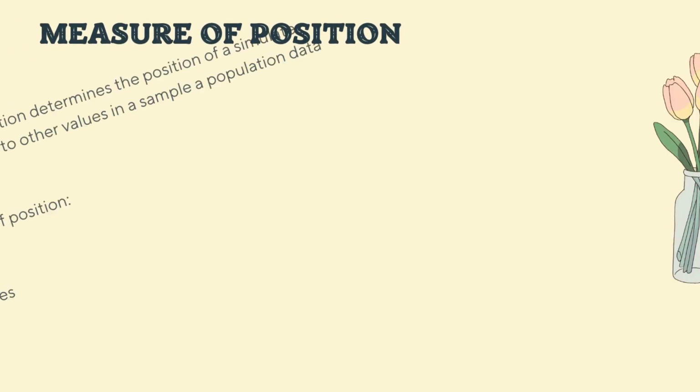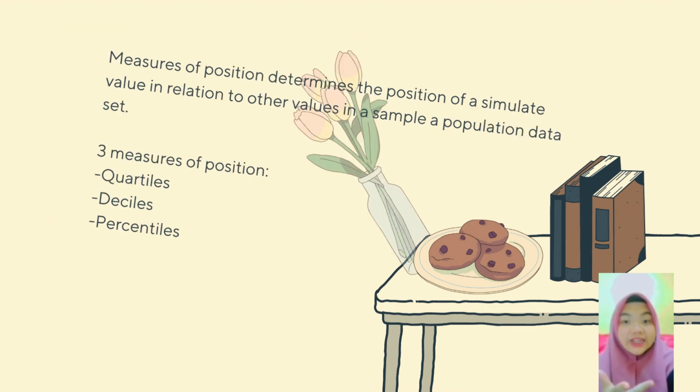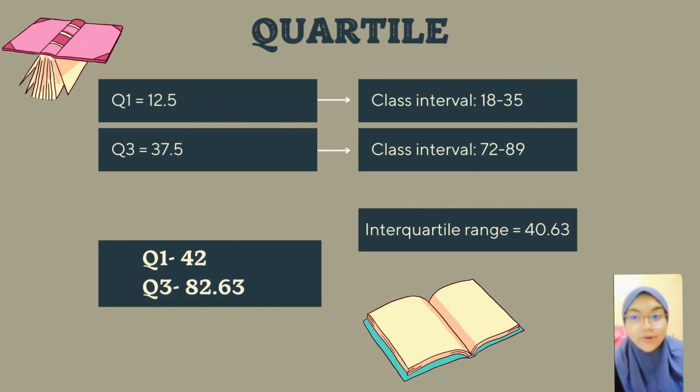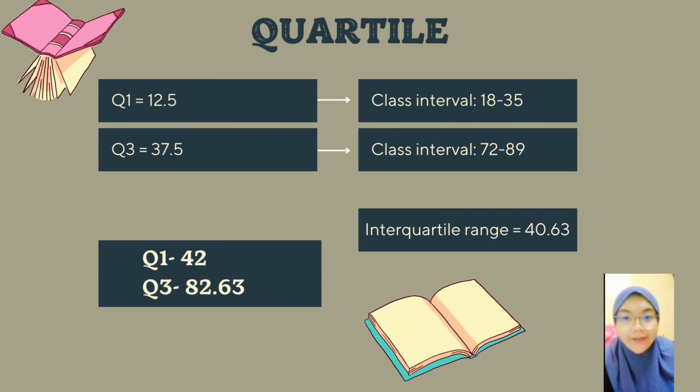Next is measures of position interpretation. Measures of position determine the position of a single value in relation to other values in a sample or population data set. They include quartiles, deciles, and percentiles. Next is quartile. Quartile 1 is equal to 12.5.